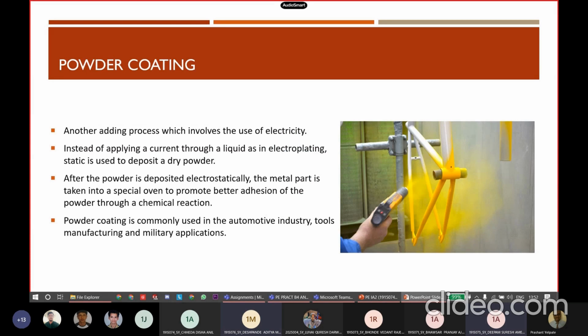The third method is powder coating. It is another adding process which involves the use of electricity. Instead of applying current through a liquid as in electroplating, static is used to deposit a dry powder. After the powder is deposited electrostatically, the metal part is taken into a special oven to promote better adhesion of the powder through a chemical reaction. Powder coating is commonly used in the automotive industry, tool manufacturing, and military applications.